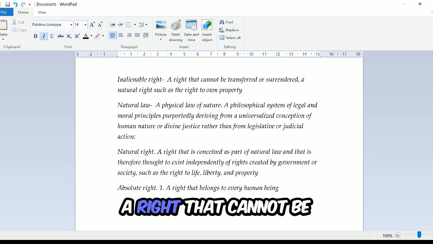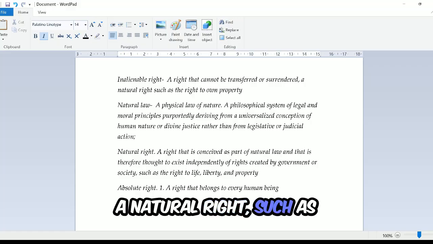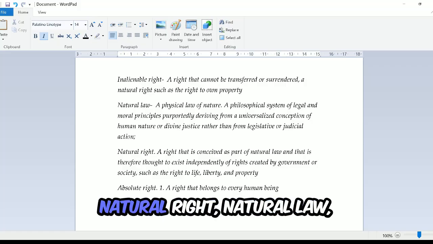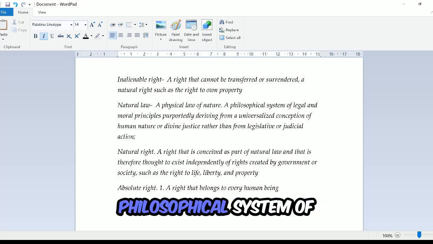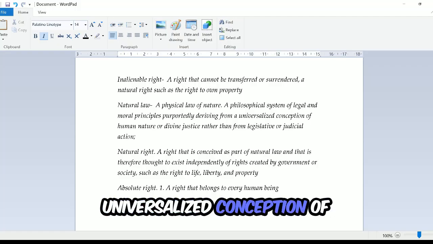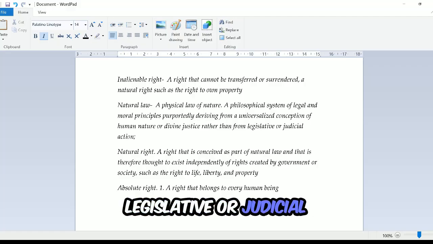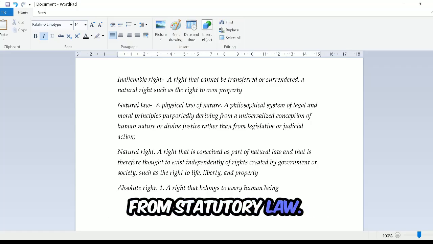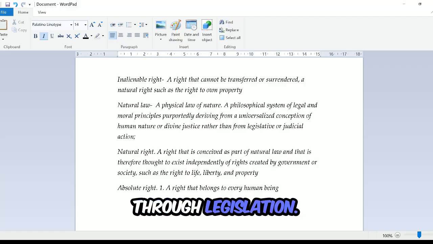Inalienable right: a right that cannot be transferred or surrendered. A natural right, such as the right to own property. So the legal definition of inalienable right is a natural right. Natural law: a physical law of nature, a philosophical system of legal and moral principles, purportedly deriving from a universalized conception of human nature or divine justice, rather than from legislative or judicial action. So natural law is independent from statutory law. It's independent from domestic laws that are created by the government through legislation.